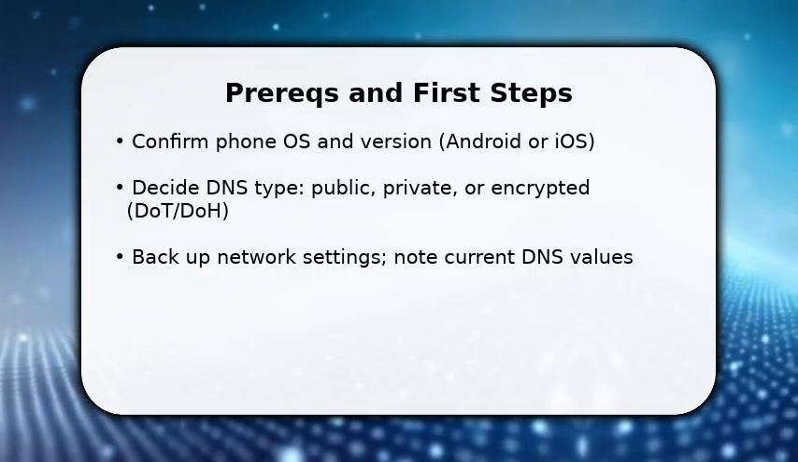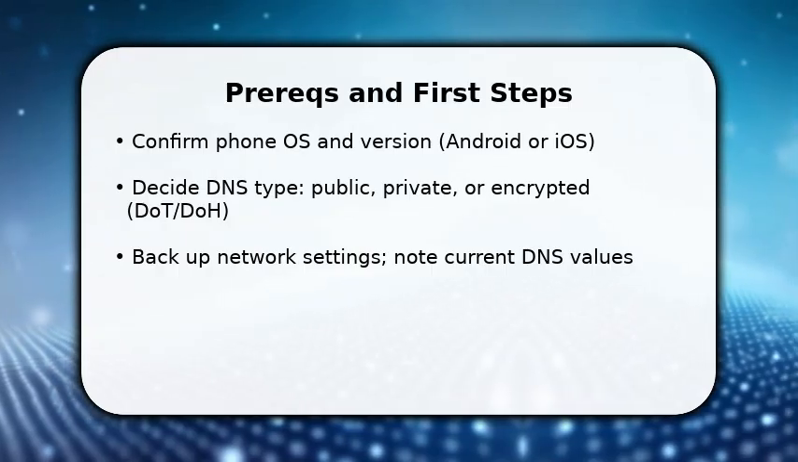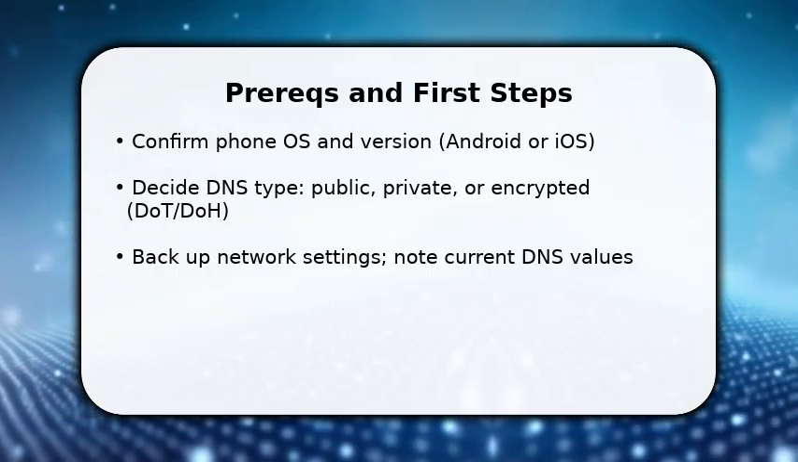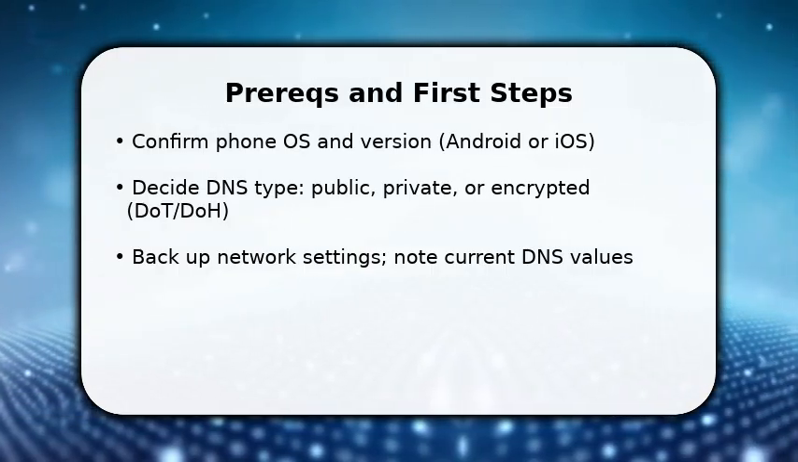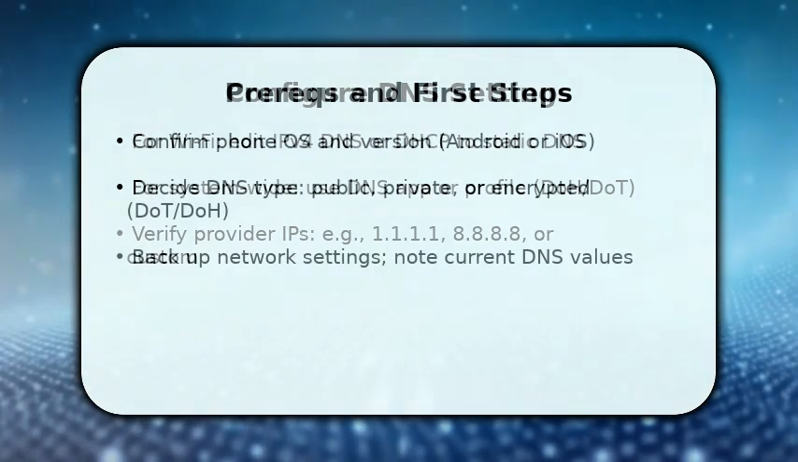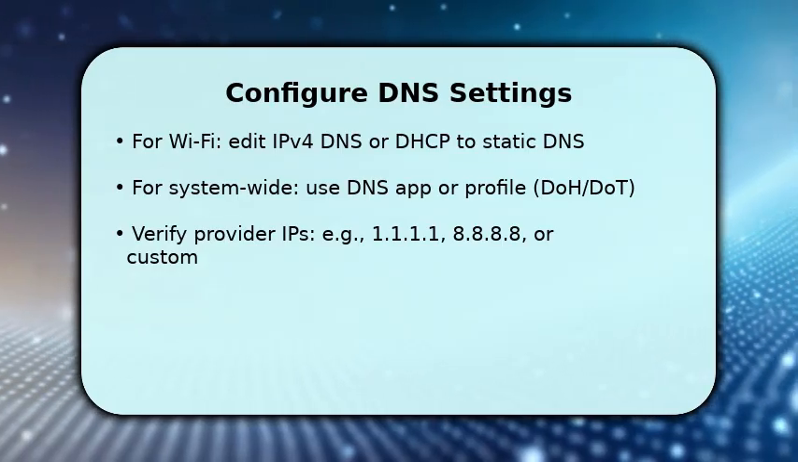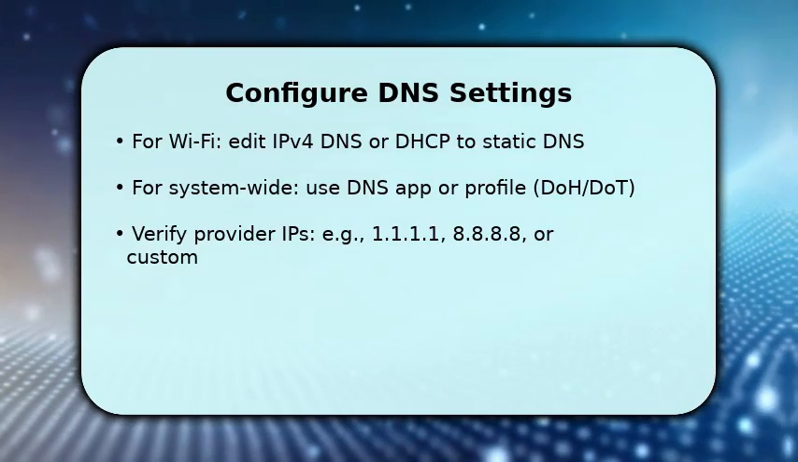Now open Wi-Fi settings and tap the network's info sheet. You will change DNS there, or install a DNS app when required. You now perform the core configuration. On Wi-Fi, edit the network, switch to static IP or custom DNS fields, and enter the provider IPs. This changes DNS for that network immediately.